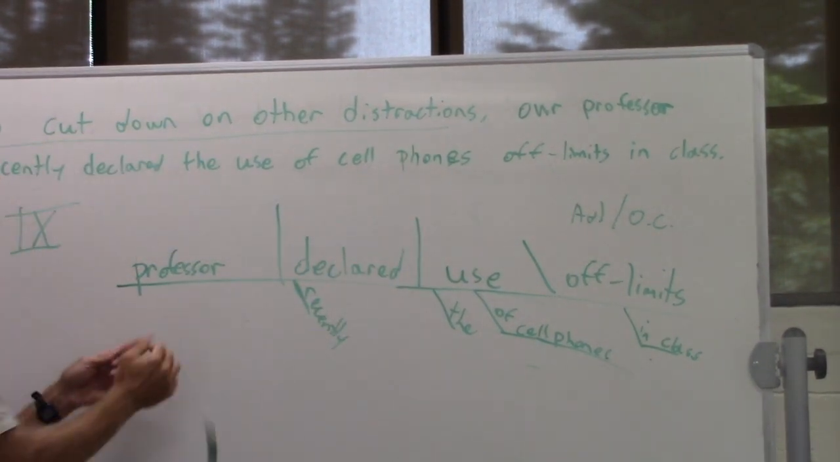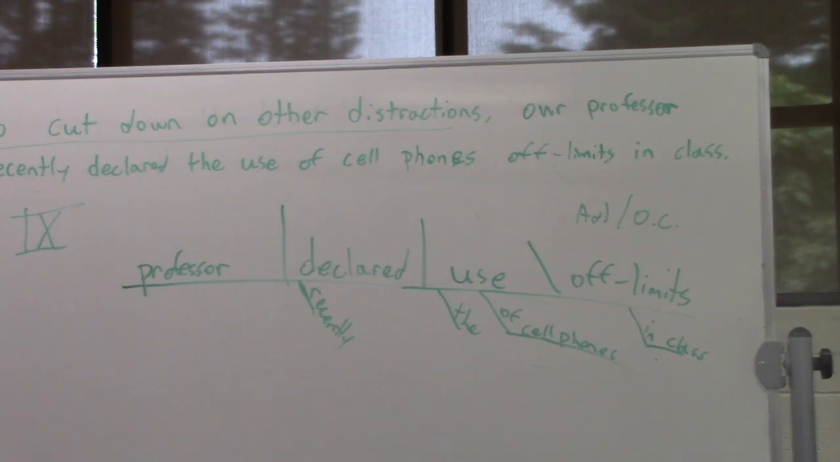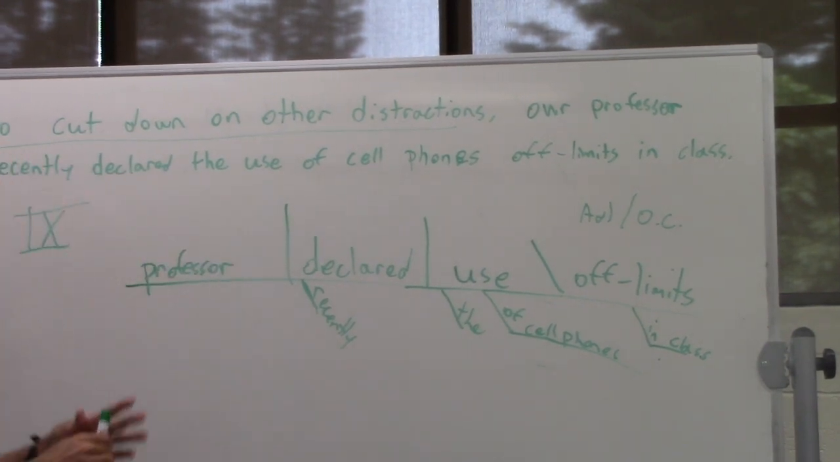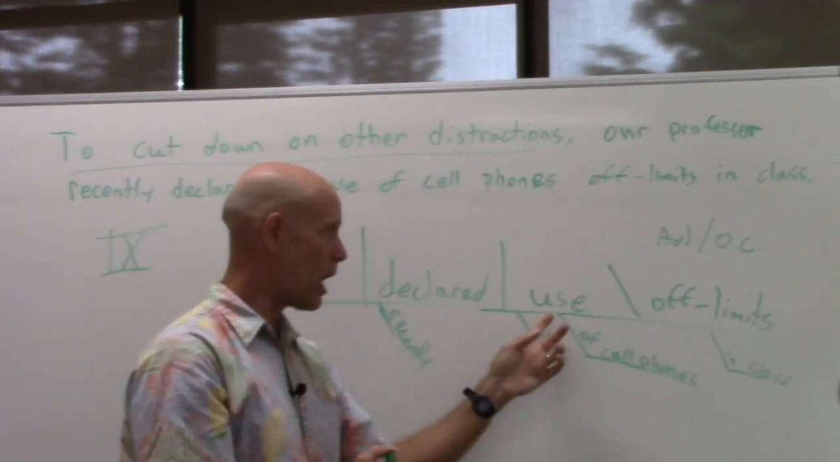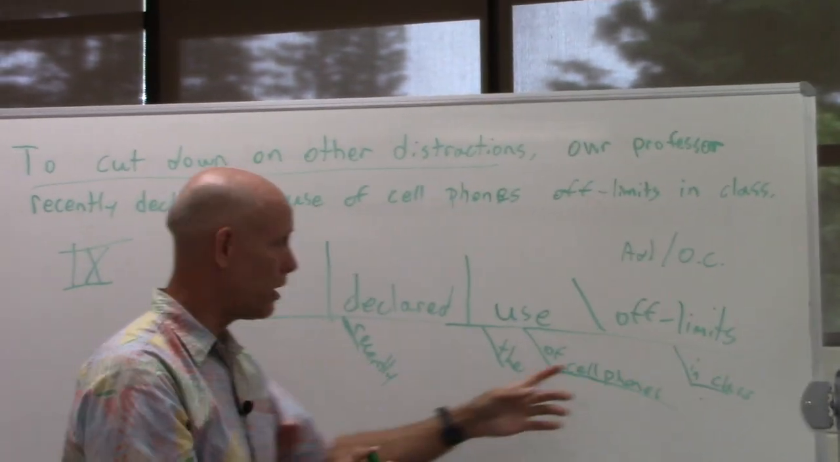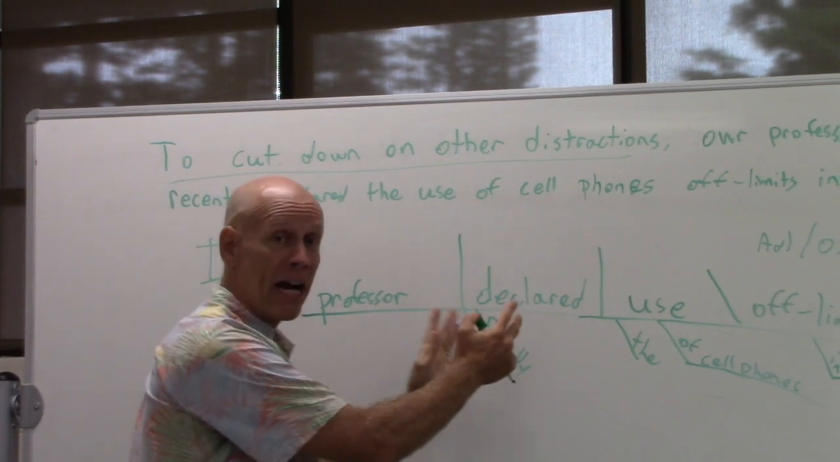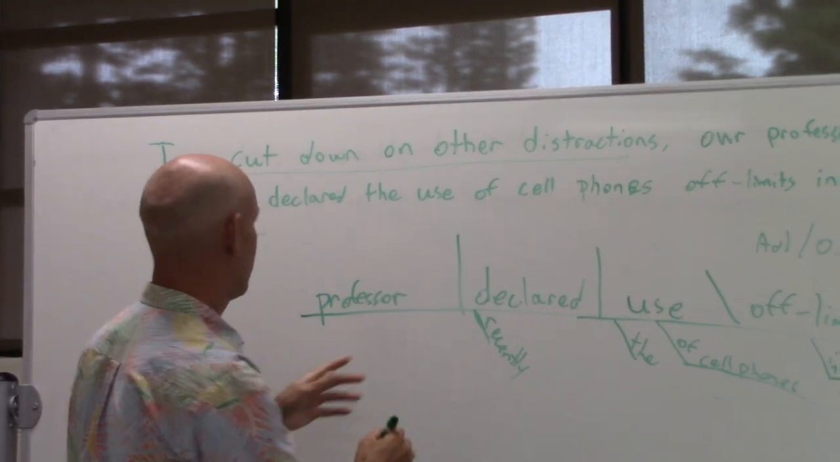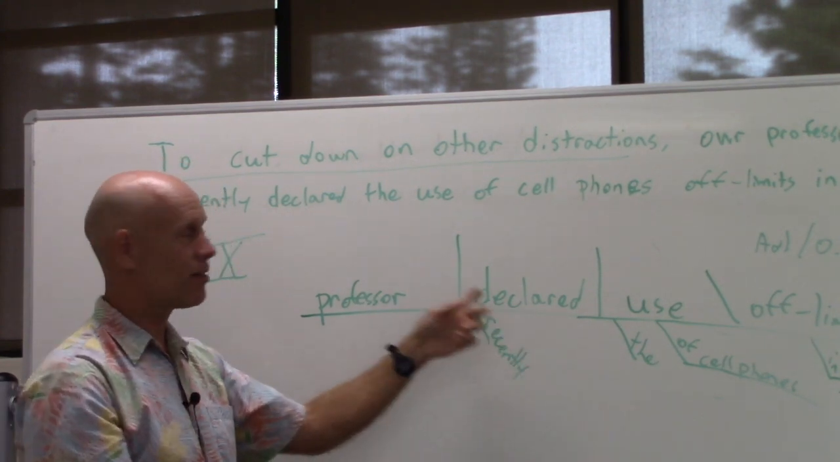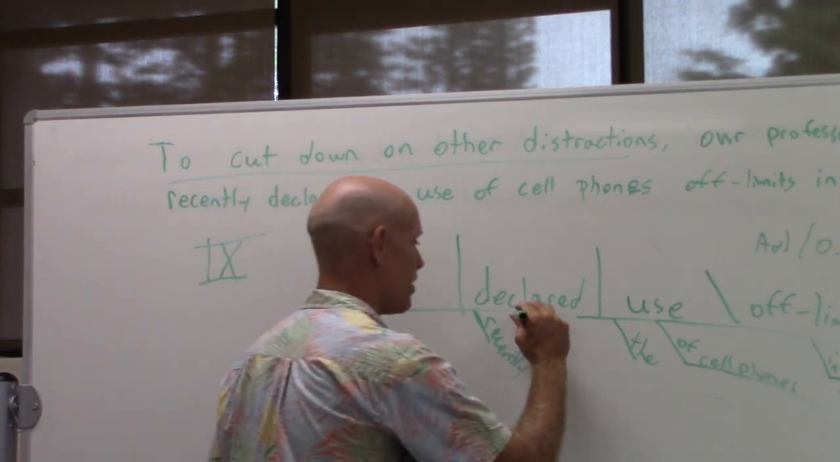Now, what are we going to do with this? Is this modifying the professor? Sorry. That's what I'm asking myself. Is it saying which professor or what kind? Is it saying how it's used or what kind of use? Is it saying what kind of off limits? Or is it saying why this declaration is happening? Why is he doing this? That's why, okay? Why is he doing it?